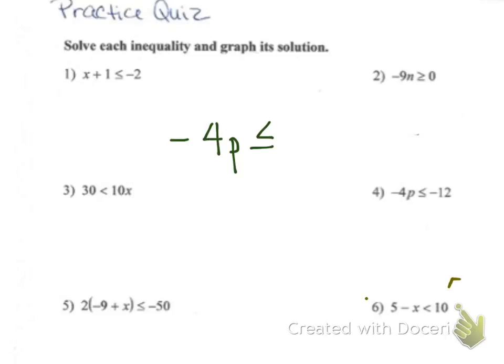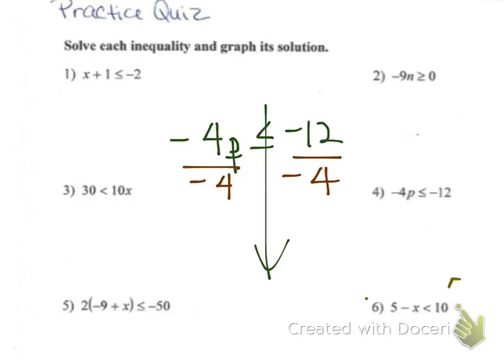-4p is less than or equal to -12. All right, so I need to get p by itself, so I'm going to divide both sides by -4. And alarm bells should be going off because I am dividing by a negative number, which means I have to flip the inequality sign. This becomes a 1, and -12 divided by -4 is 3. That's how you solve it.